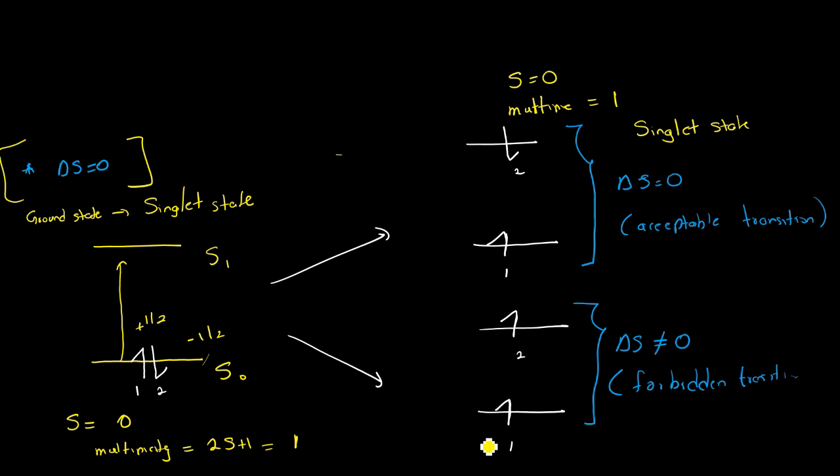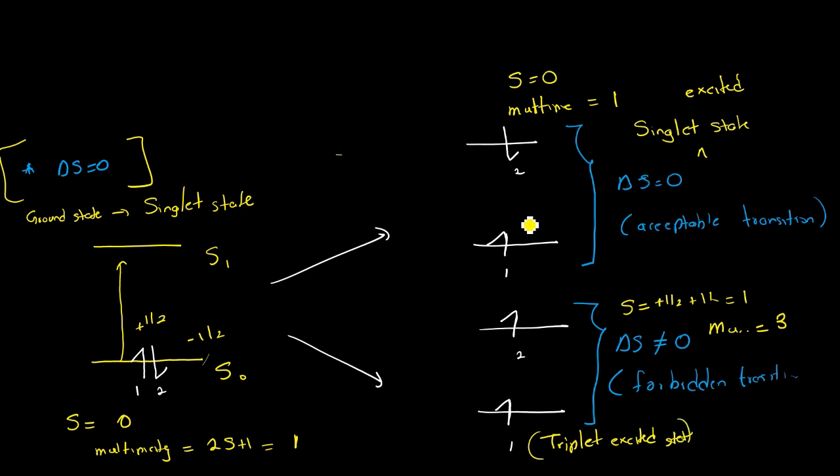Now here, you can see the total spin: this is 1/2, this is 1/2, and 1/2 plus 1/2 is 1. Total spin is 1. So let's move on to the multiplicity, 2S plus 1. Now S is 1, so multiplicity is 3. So this is a triplet excited state. This is also an excited state. This is a triplet excited state.